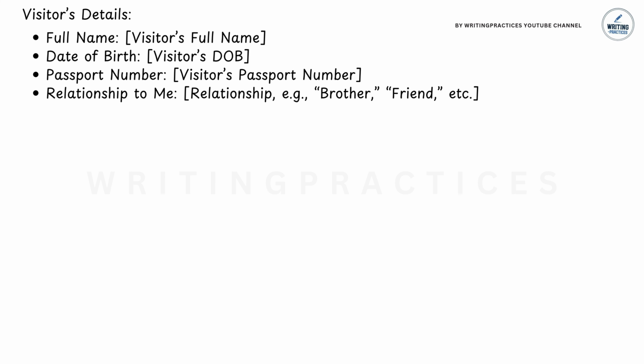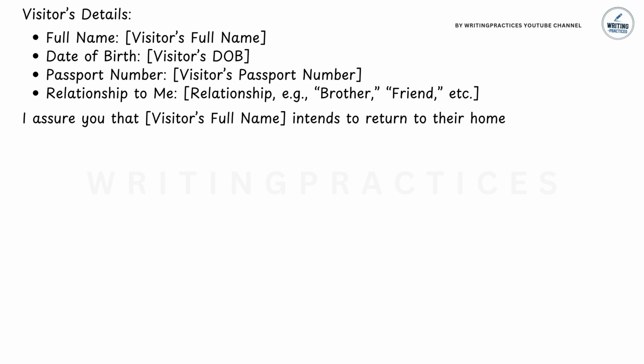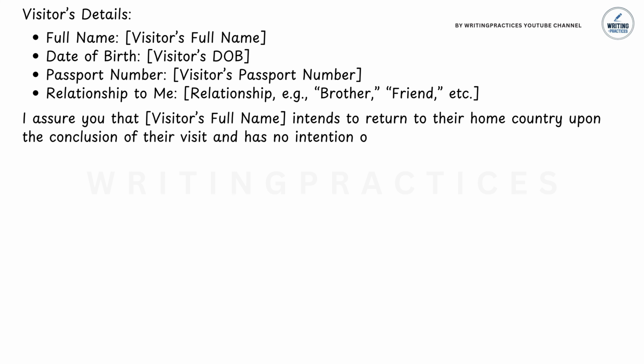10. Assurance of visitor's intentions. Assure the visa officer that the visitor intends to return to their home country after the visit. This is crucial as it addresses potential concerns about overstaying. For instance, I assure you that Jane intends to return to Canada upon the conclusion of her visit and has no intention of overstaying her visa.